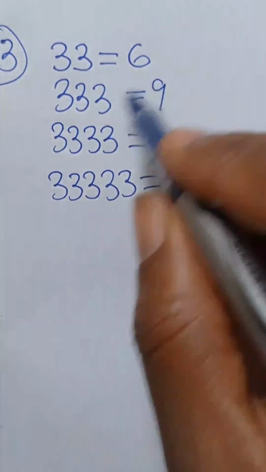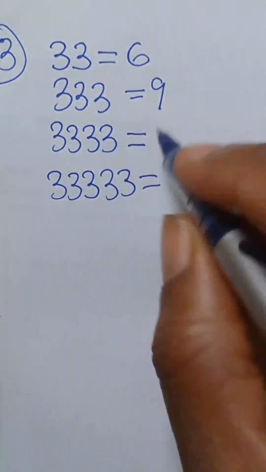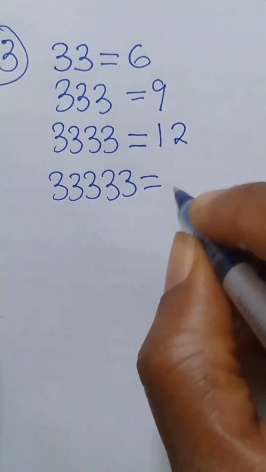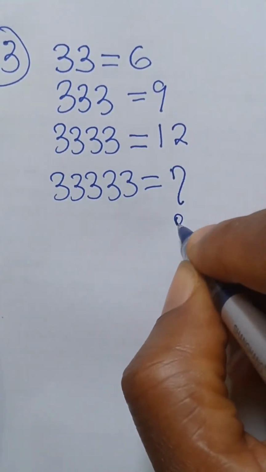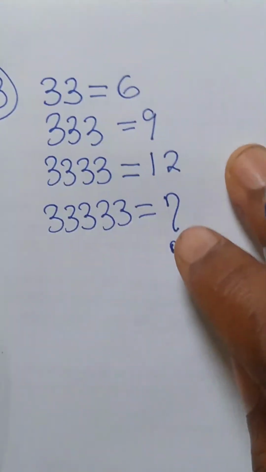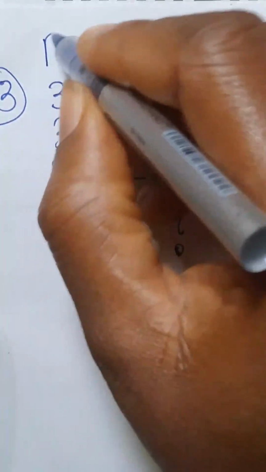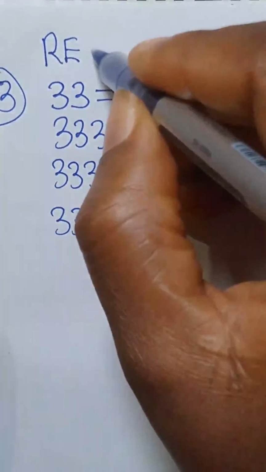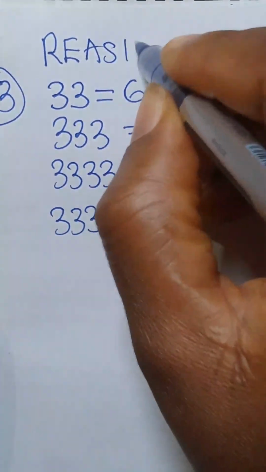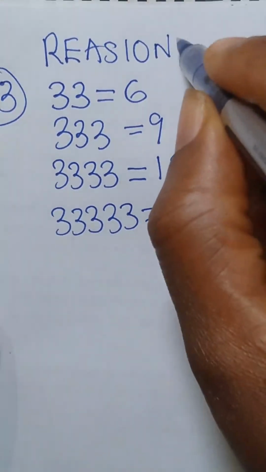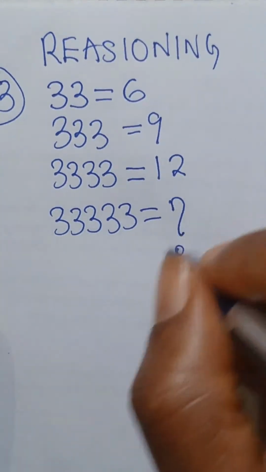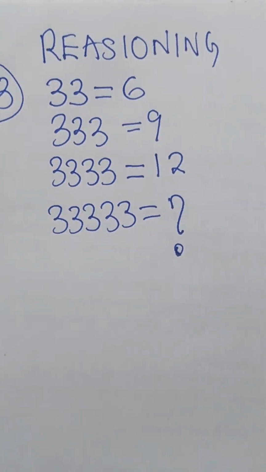So we have 3, 6, 3, 3, 3, 9, 3, 3, 3, we have 12. So tell me what 3 into 5 places is. This is math reasoning. Just tell me from your own understanding, how do we get 6? How do we get 9? How do we get 12? Use it and solve this. Let's see your answer.